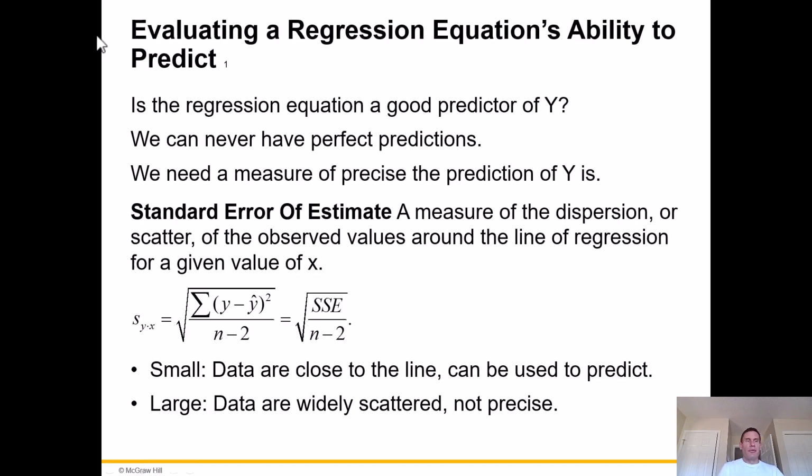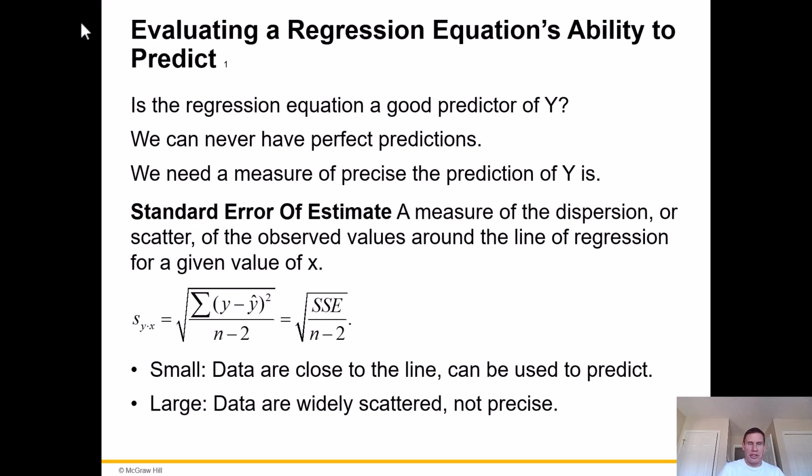All right, so moving on. Is the regression equation a good predictor of y? We can never have perfect predictions, obviously, just like the weather. They can't predict it perfectly. We need a measure of how precise the prediction of y is.